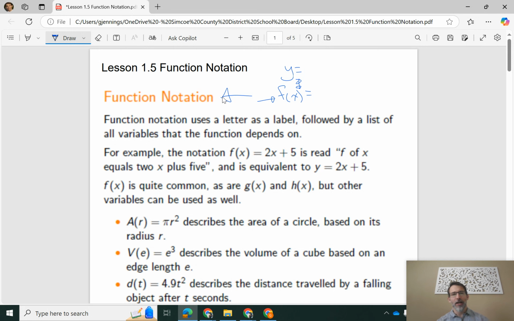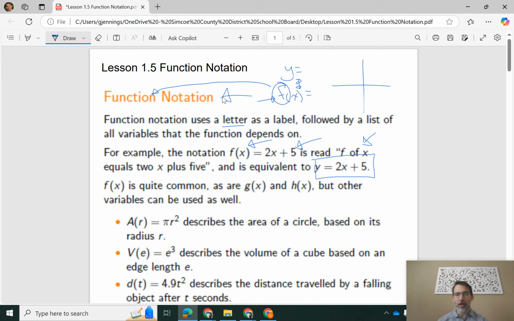Okay, so it uses a letter as a label. In this case, f is the standard or default, so it means a function. And we read this in this way: f of x is equal to 2x plus 5. That's how we read that. Another way to extend that out is you can say a function of x is 2x plus 5. This is basically the same thing as saying y equals 2x plus 5.